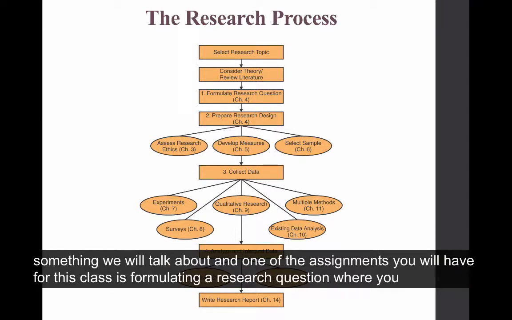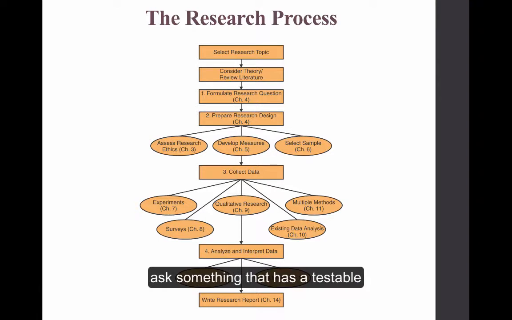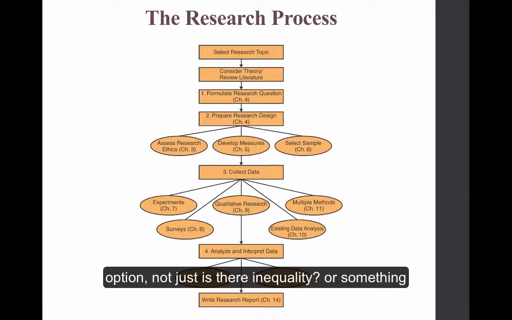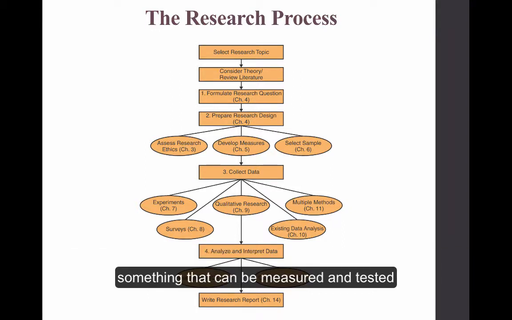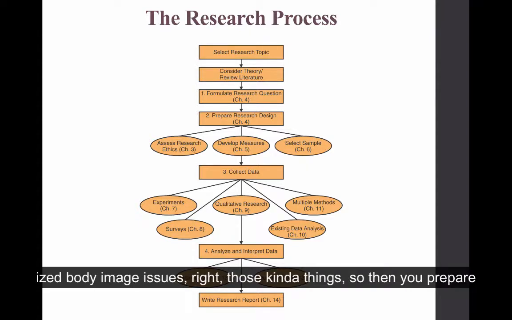Something we'll talk about in one of the assignments you'll have for this class is formulating a research question, where you ask something that has a testable option, right? Not just like, is there inequality or something like that, right? That's kind of bizarre. You would have to ask something kind of more specific, right? Something that can be measured and tested, right? So like the one I said before, this idea of like, does watching media affect people's internalized body image issues, right? Those kind of things.